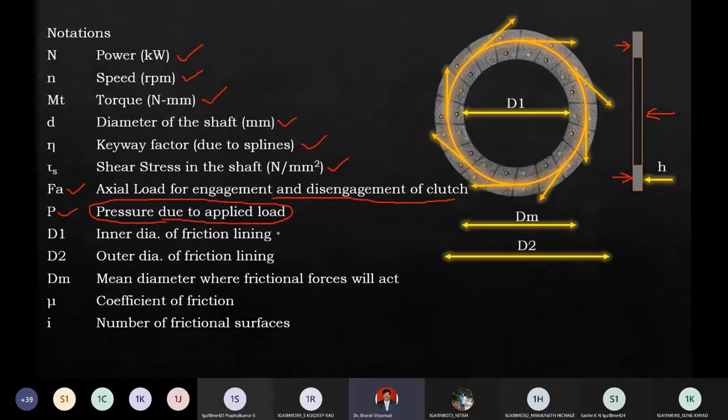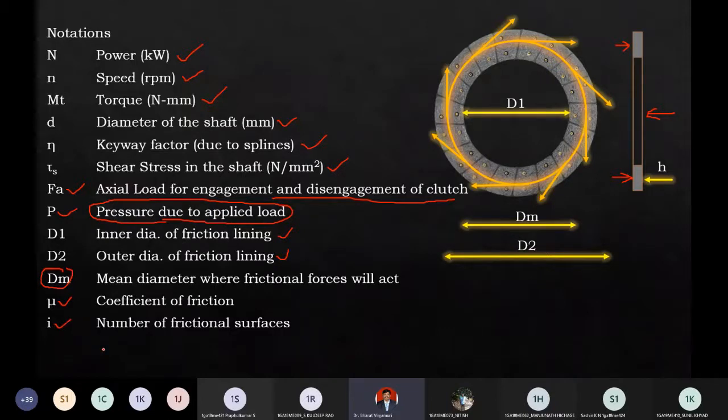Now D1 is the inner diameter of the friction lining, and D2 is the outer diameter of the friction lining. I'll talk about DM a little later after these two notations. Mu is the coefficient of friction and i is the number of frictional surfaces.